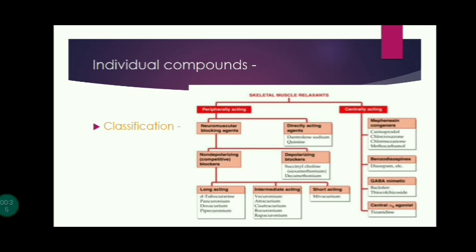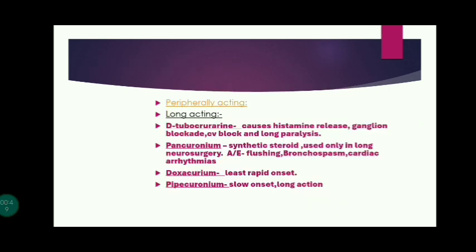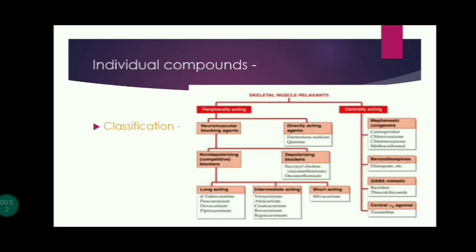The neuromuscular blocking agents can perform by two mechanisms. Those are either non-depolarizing ones or the depolarizing ones. The non-depolarizing ones are the competitive blockers. So now let's study each of them individually. The non-depolarizing ones are further classified into long-acting ones, intermediate-acting ones, and short-acting ones.